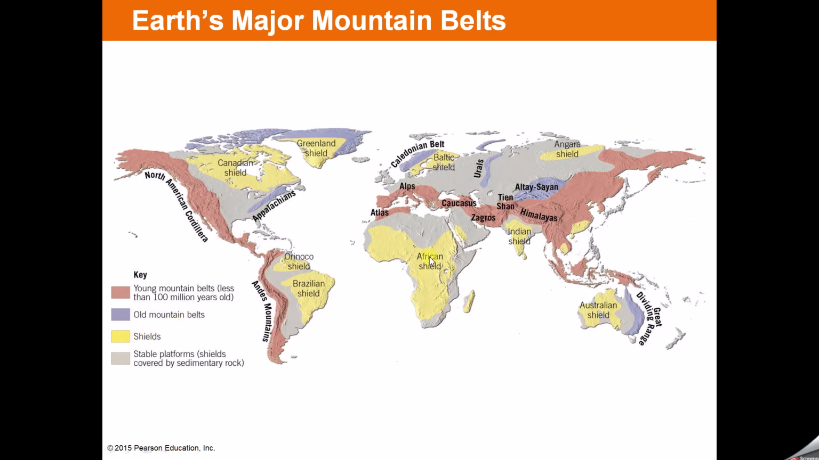Shields, like the African shield, the yellow ones, the Brazilian shield, Australian shield, Baltic shield, Greenland shield, and Canadian shields. And we have stable platforms, the grayish color. Stable platforms are shields covered by sedimentary rocks. Like here in North Africa, we have a stable platform, just shields covered by sedimentary rocks. We have a lot of stable platforms, always surrounding the shields.